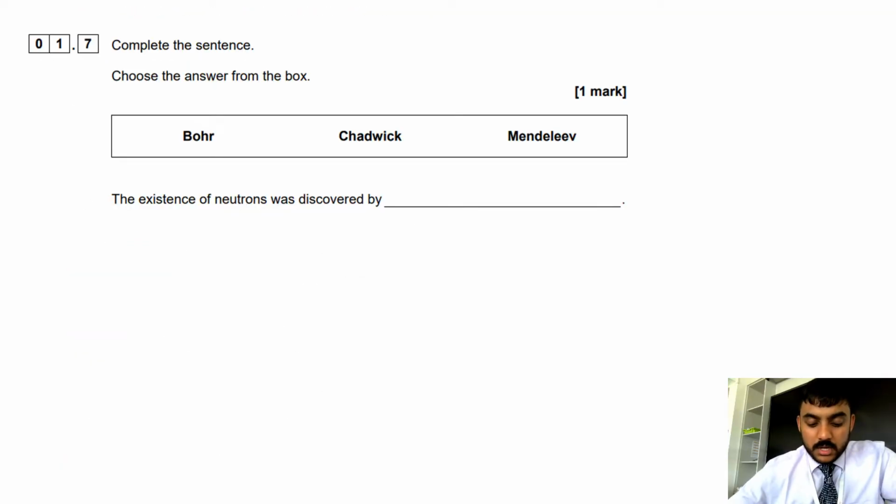Complete the sentence below. Choose the answer from the box. The existence of neutrons was discovered by Chadwick.